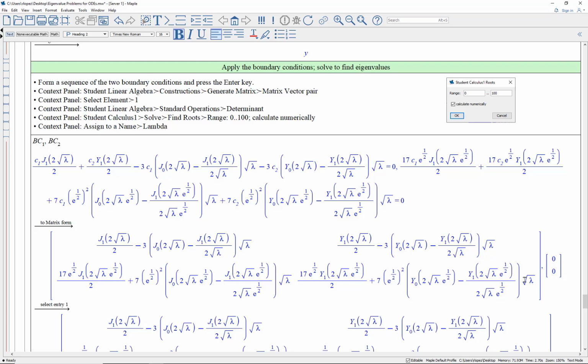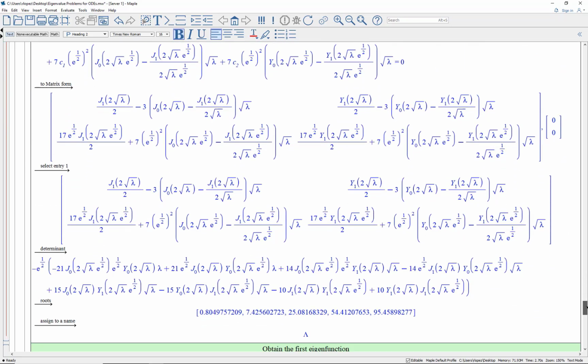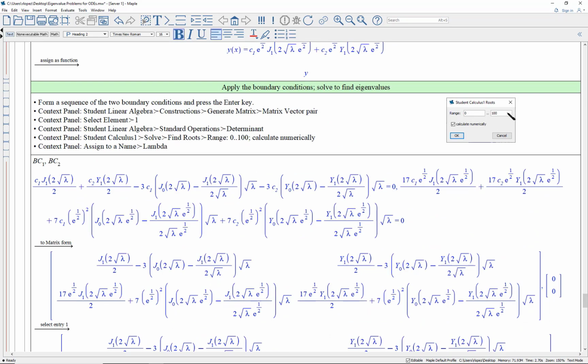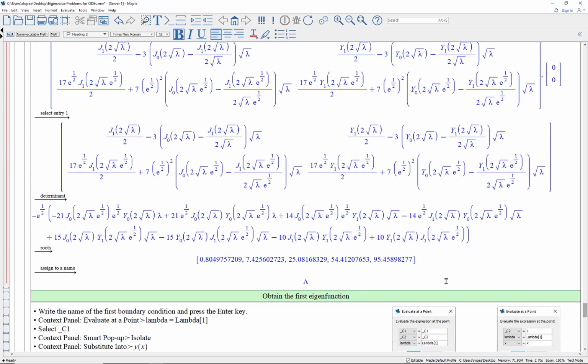Here's the second one. Put it in matrix form. It's kind of messy. Grab the matrix and I get its determinant. There's no way you're going to get an exact solution for lambda, so I hit it with the roots command from calculus 1, and I do that through the context panel. Here are the first 1, 2, 3, 4, 5 eigenvalues. So that's why up here I show you that I went from 0 to 100, and I calculated numerically using that calculus 1 roots command. And I give that the name lambda, capital lambda.